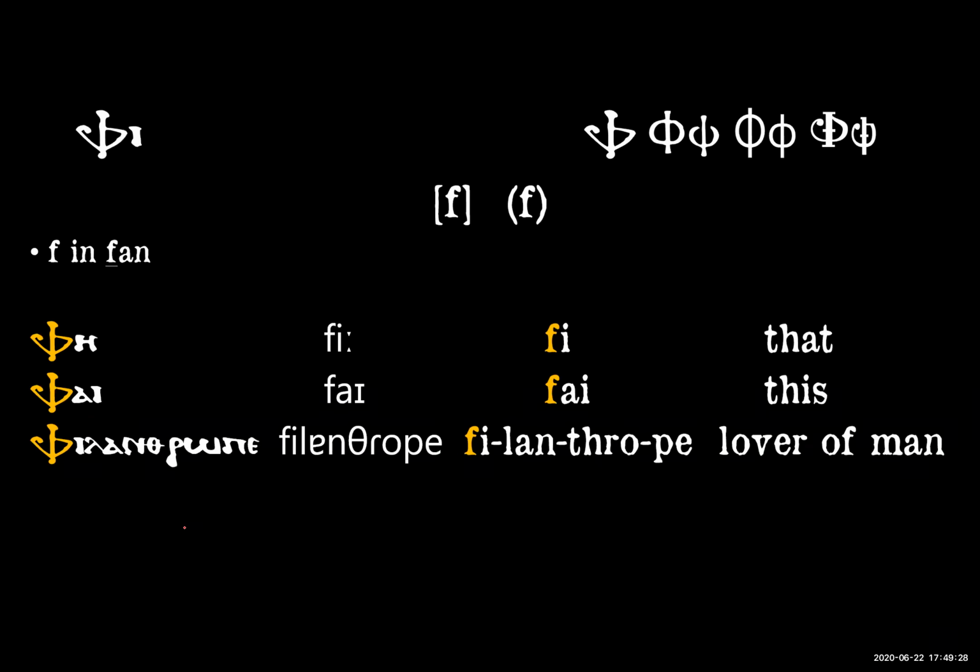This letter, modern pronunciation would be phi. In English, you might know it as phi, but I will not refer to this letter as phi, and you'll see why, I think, in 2 letters. So this letter makes an F sound. Very simple. So here, this is phi, that means that. Phi, which means this. And then philanthrope, which means lover of man.